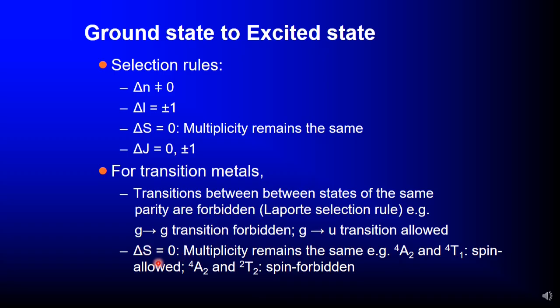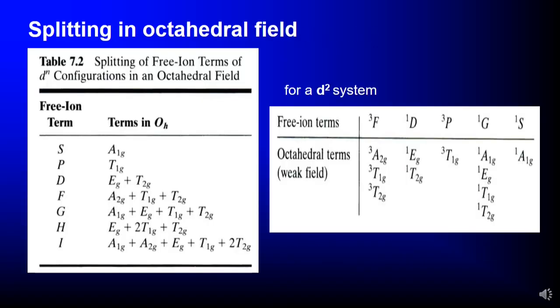Then change in S is equal to 0, multiplicity remains the same. For example, as you can see, multiplicity remains the same. Spin allowed. And you can see this one is forbidden because the multiplicity is different. So those are what we are talking about here.